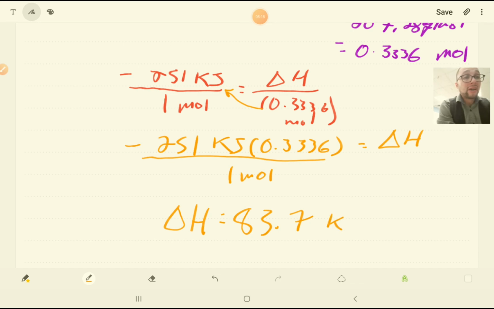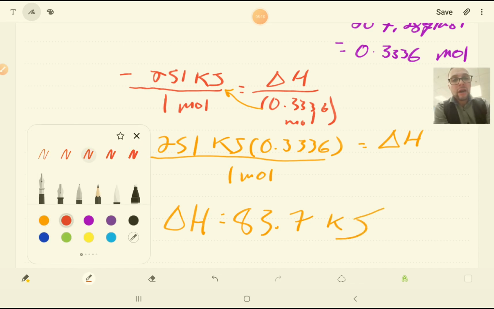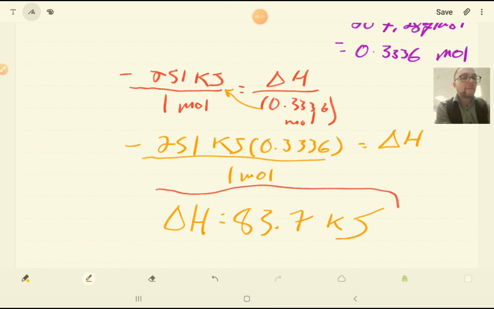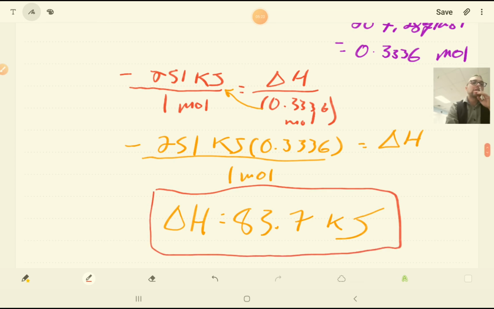We end up getting an enthalpy change value of about negative 83.7 kilojoules. And so this video was really just to get you used to using our enthalpy changes with proportions and chemical reactions when we don't have calorimetry data.